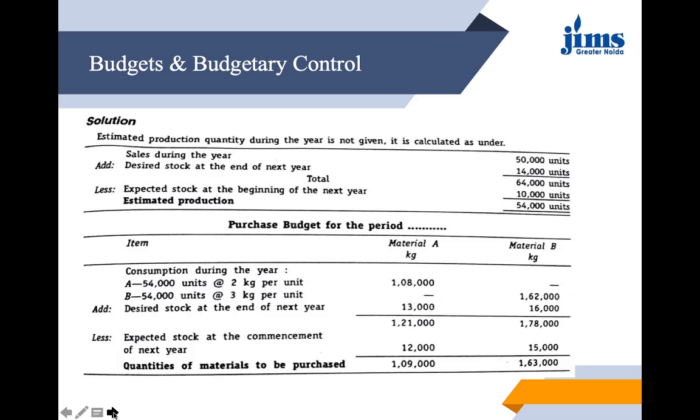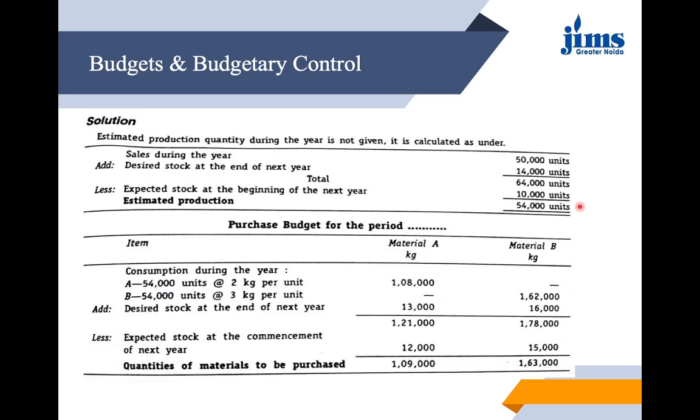First of all, we need to estimate the production quantity during the year, because that is not given to us. So let us estimate the production during the year, for which we will consider the sales that are given as 50,000 units. We will add the desired stock at the end of the year, that is 14,000 units, and subtract the expected stock at the beginning of the year, that is 10,000 units, and we obtain the estimated production during the year, that is coming out as 54,000 units.